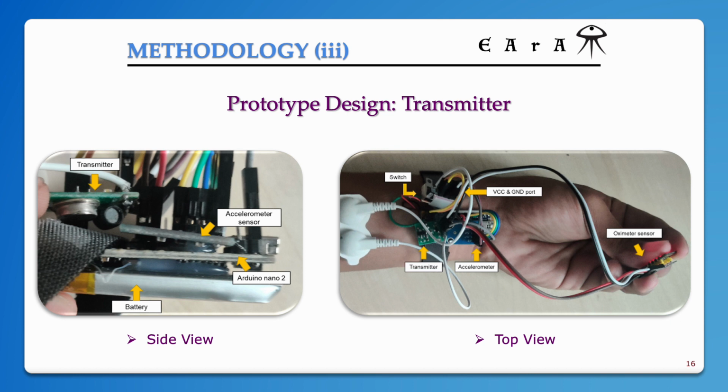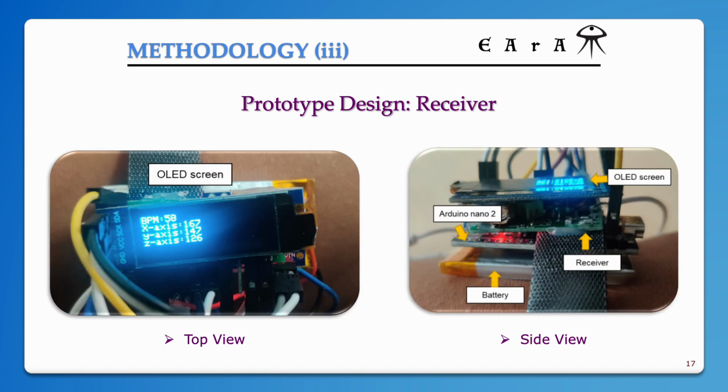So this is the transmitter, the side view. We have an accelerometer sensor, the battery, and the transmitter. In the top view, you can see the transmitter, the accelerometer, and the oximeter sensor, using the thumb to detect the information, and it will be displayed on the OLED screen. Let's see that BPM reading from the oximeter, and the X, Y, and Z axis is from the accelerometer triple axis. So this is the side view, the battery, the receiver, and the OLED screen.